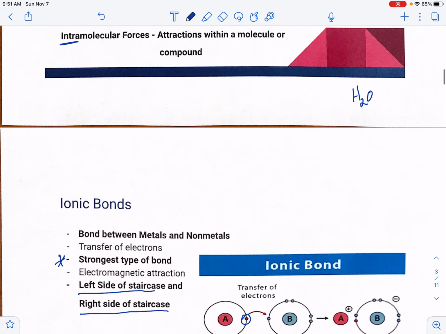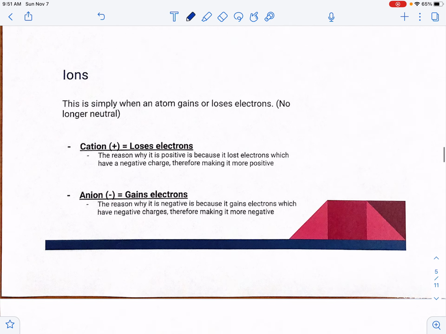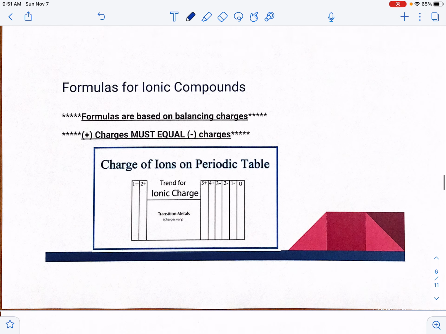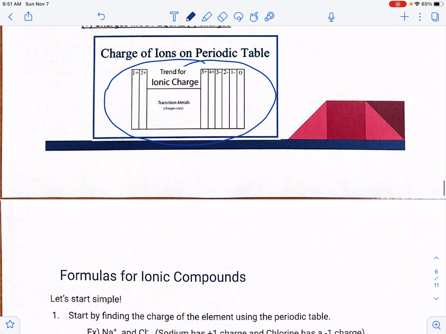Okay, so now let's go back down to where we were. Okay, so again, formulas are based on balancing these charges. The whole purpose of bonding is balancing those charges. Okay, so the positive charges must equal the negative charges, which is going to make a whole lot more sense here in just a second. So again, if you need to know where those charges are on your periodic table, you can rewind a little bit, or you can look at this chart right here to figure out what your charges are.